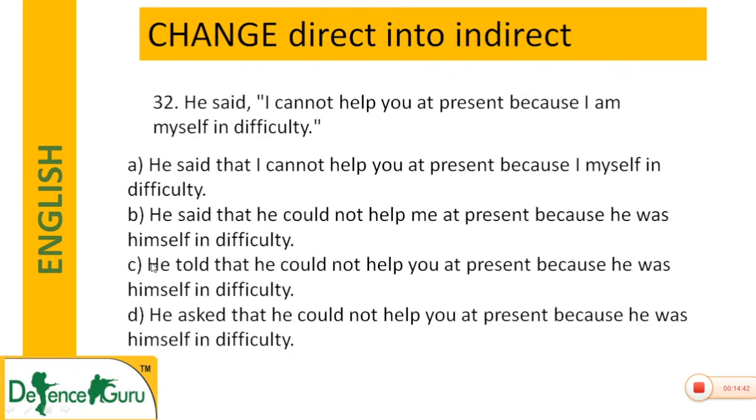Simple. He said, I cannot help you at present because I am myself in difficulty. So he told that he could not help me at present because he himself was in difficulty. Which one is the right one? Here option C, he told that he could not help me. It should be me, but here it is said. So here option C is the right one.